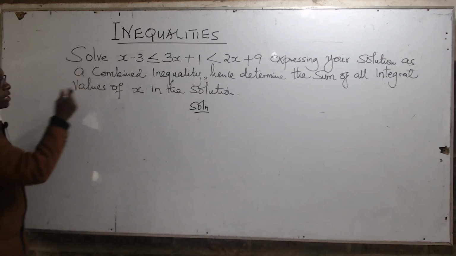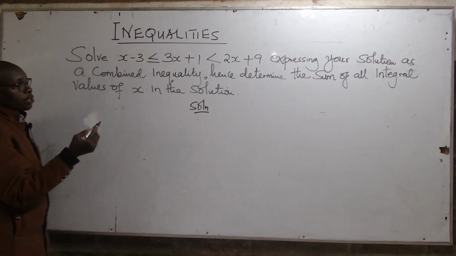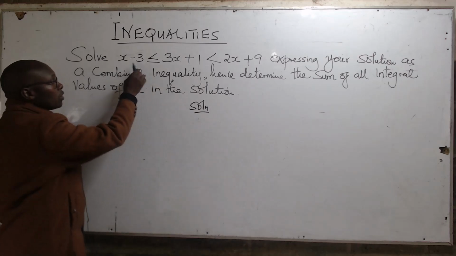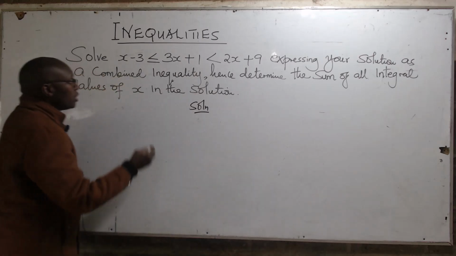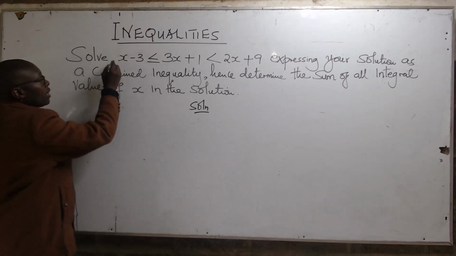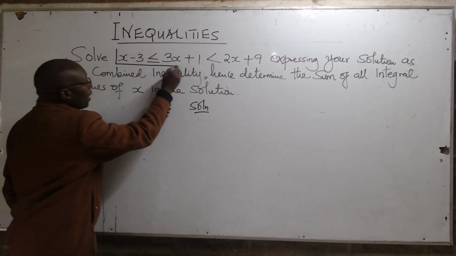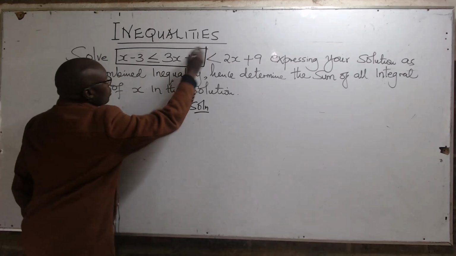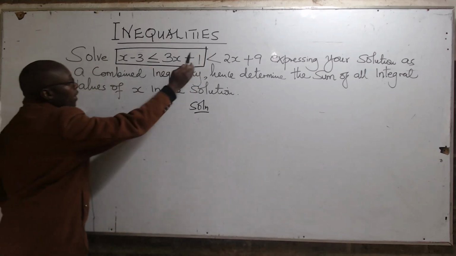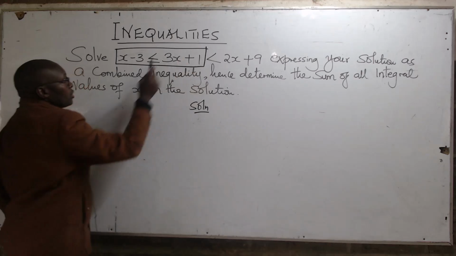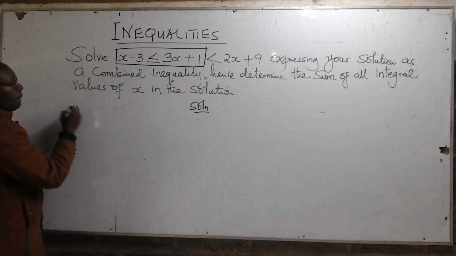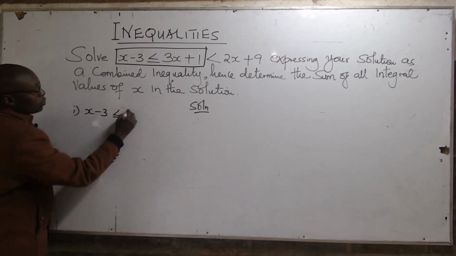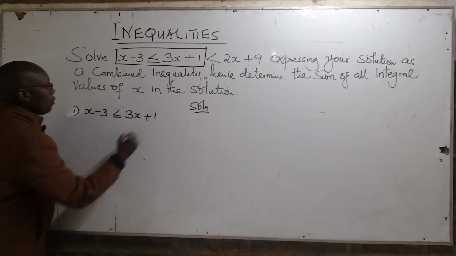As you can see, this one is a combined inequality. The first thing you need to do is to extract two inequalities from this combined inequality. The first one, beginning from this side up to where the other inequality sign begins, we extract that. So that would be the first one: x subtract 3 less than or equal to 3x plus 1.